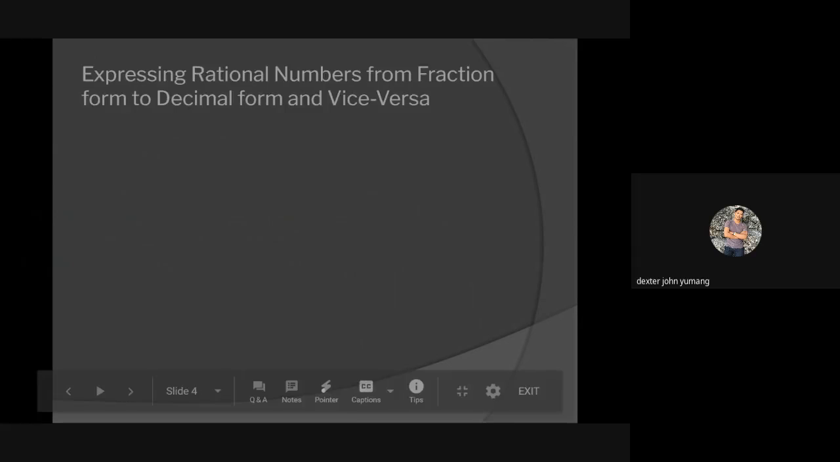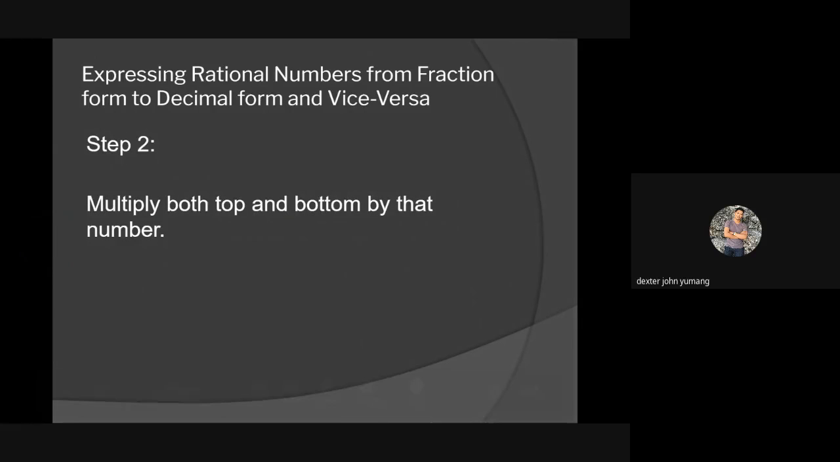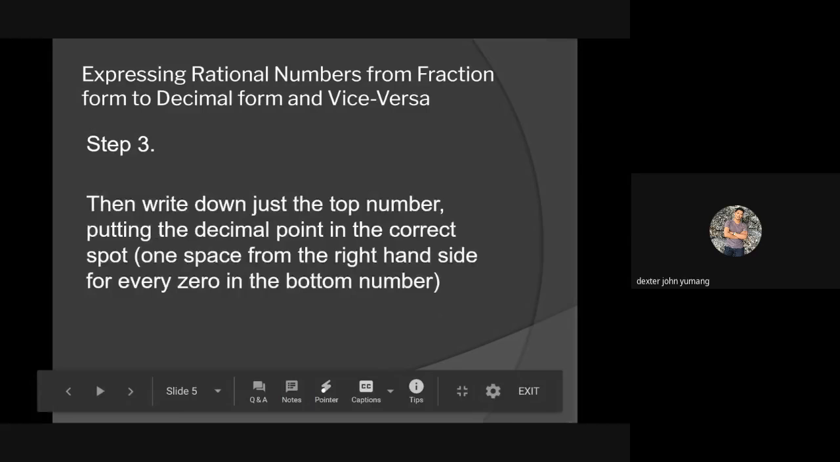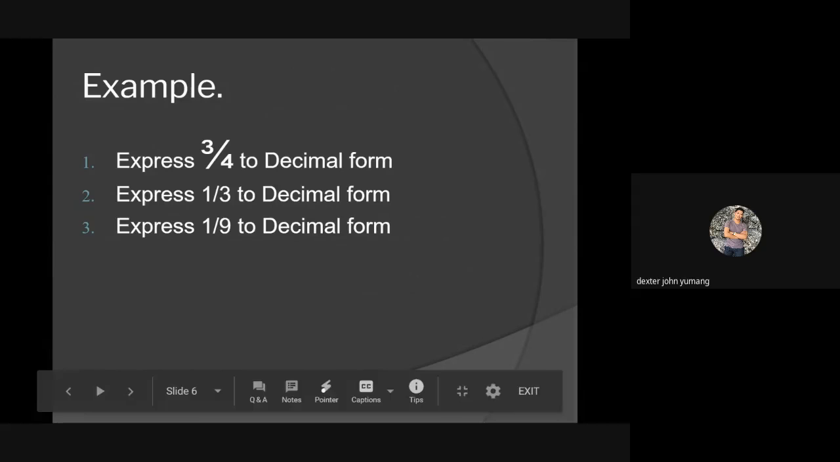Step number 2, multiply both top and bottom by that number. Na kunwari, nasolve mo na, uy, 100 ang nasagot ko. Ano yung i-multiply mo para maging 100? I-multiply mo din siya sa numerator or sa taas na part. Next, step number 3. Then write down the top number putting the decimal point in the correct spot. Mahirap intindihin. Later, I'll be giving an example.